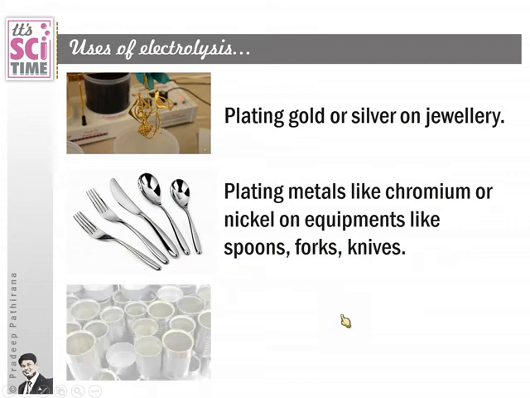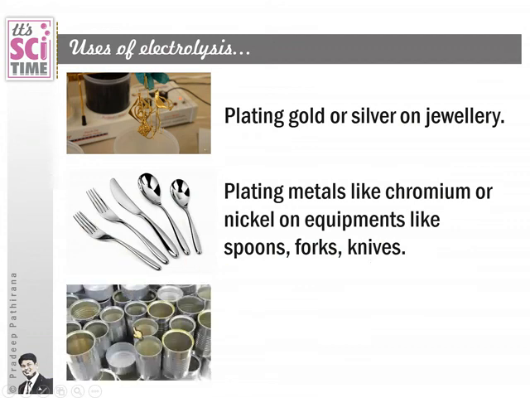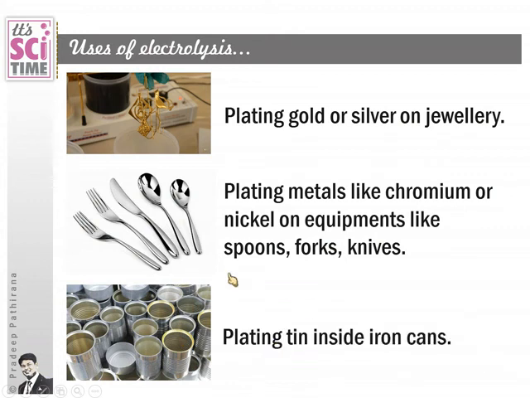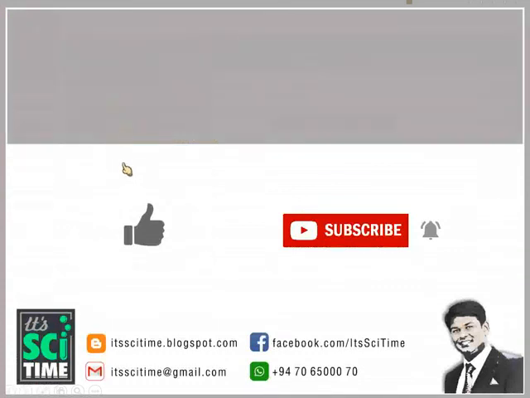That is the next one. These canisters are very common. They are normally made of iron but covered with tin. Plating tin inside iron cans is another application. Likewise, using electricity we can plate some expensive metals over cheap metals, and we can give more shininess and luster. We can improve the appearance, and we can also improve the value of them by plating. And this is the end of our unit, all the lessons related to electrolysis are finished.